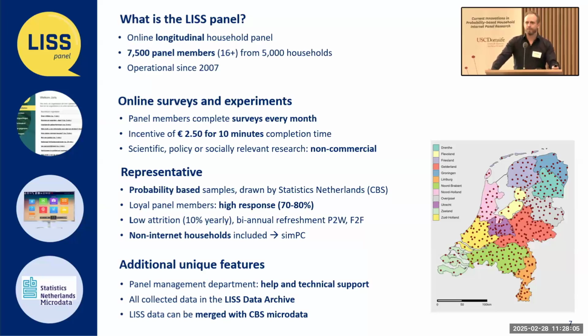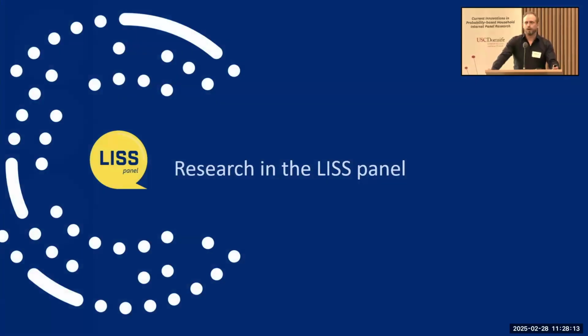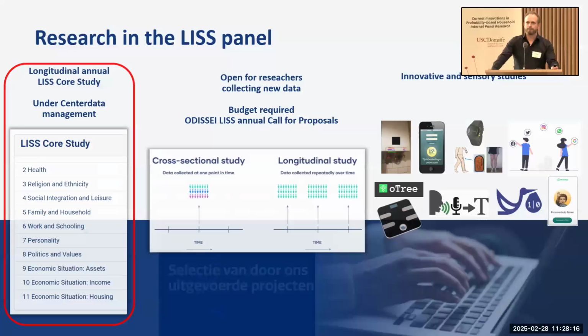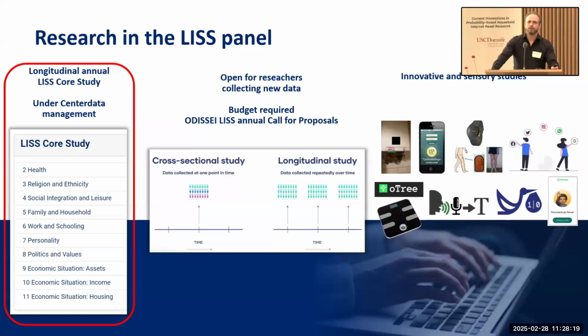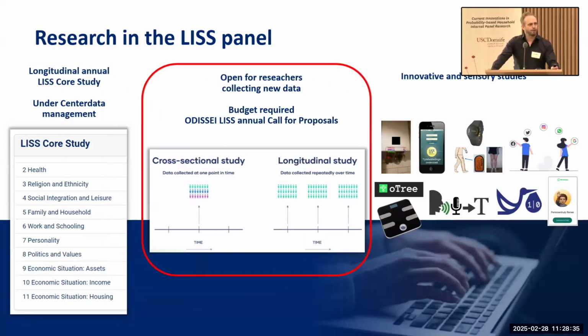All data that we collect, we make available in the LISS data archive, and all data collected can be merged with microdata. So the research we do in the panel mainly consists of, first, and this is something that Marcel already touched upon yesterday in the panel discussion, the LISS core study. We field it to the whole panel, 16 years and older. All other data collected can be merged to this data. Second, other researchers can also collect new data if they bring their own budget. It can be cross-sectional, longitudinal, or some other experiment.